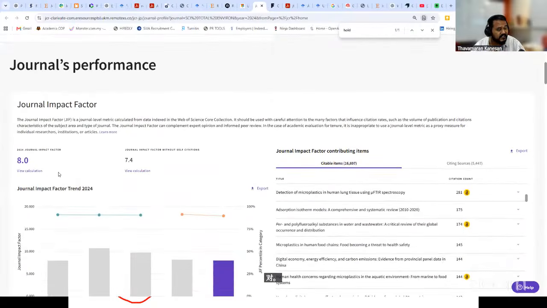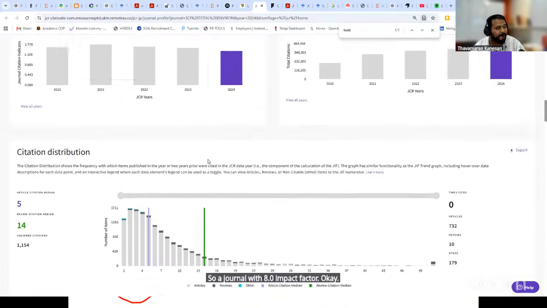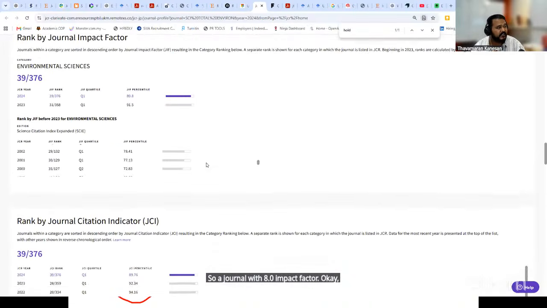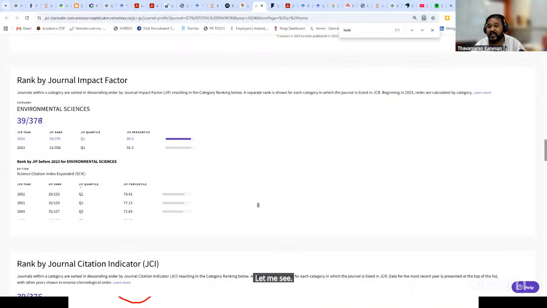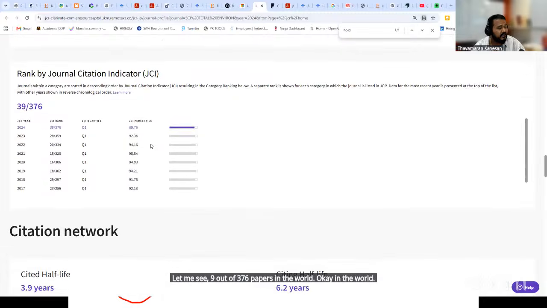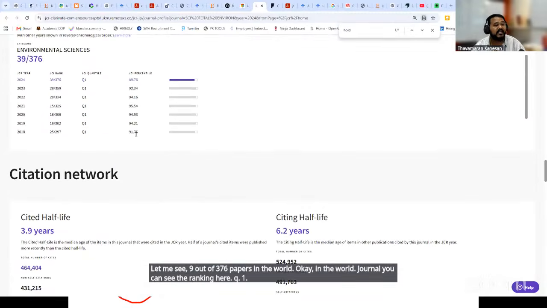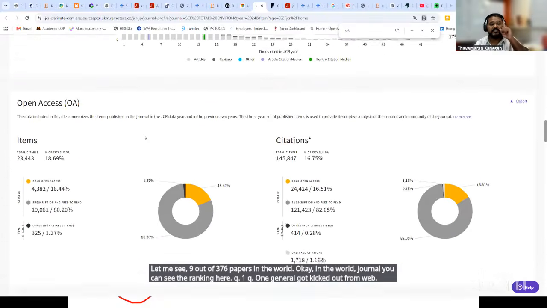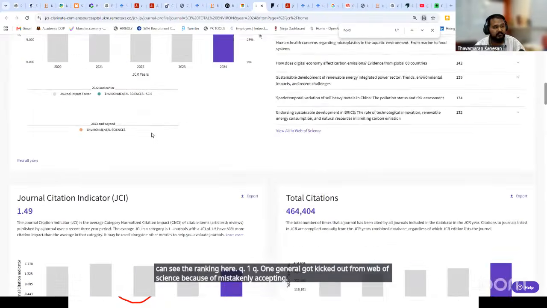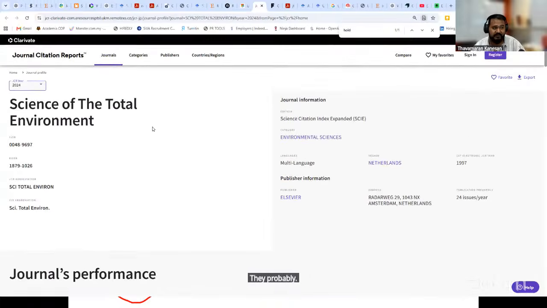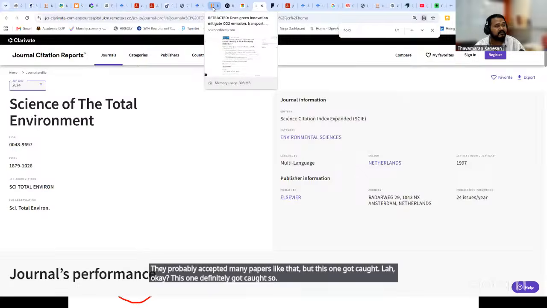So a journal with an 8.0 impact factor, ranked 39 out of 376 journals in the world. You can see the ranking here. A Q1 journal got kicked out from Web of Science because of mistakenly accepting one paper. They probably accepted many papers like that, but this one got caught. Okay, this one definitely got caught. So that is the major catastrophic problem.